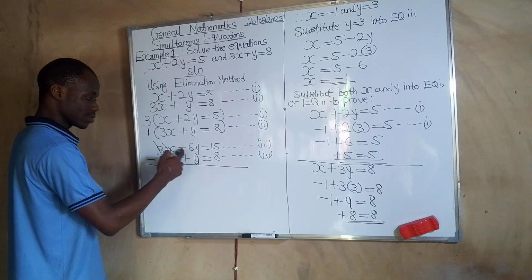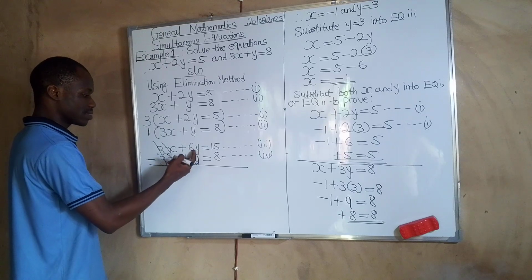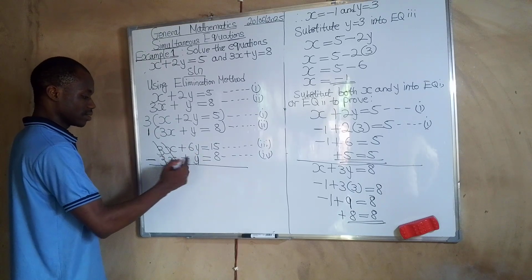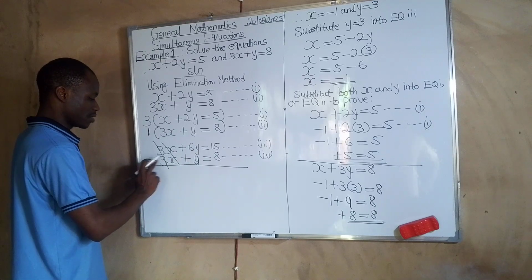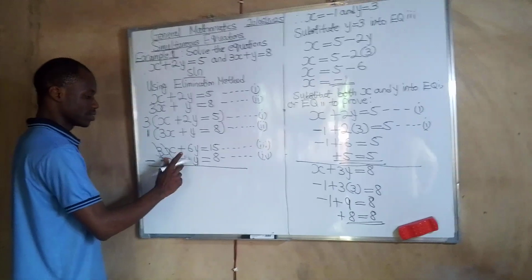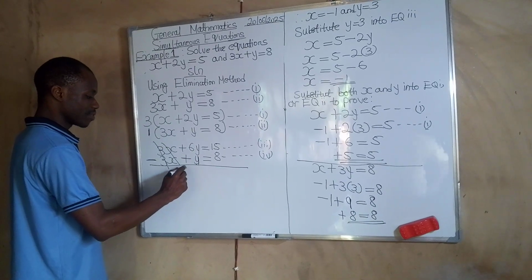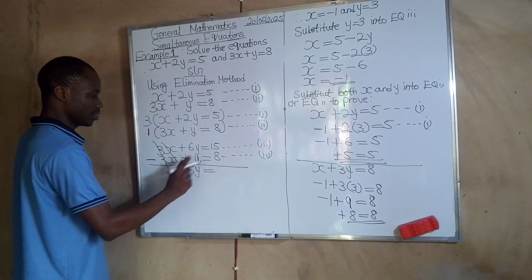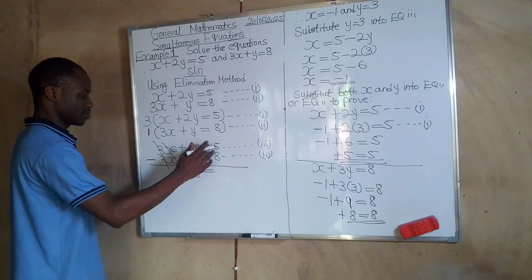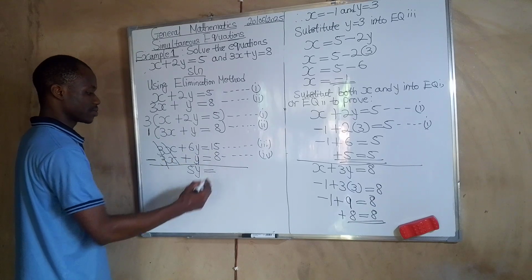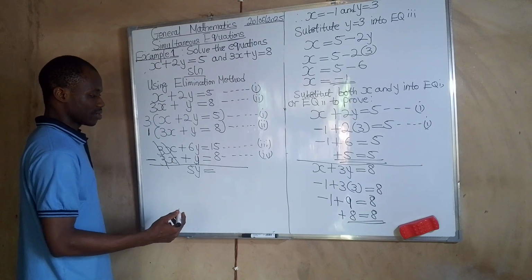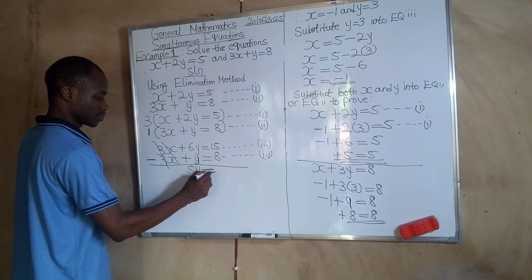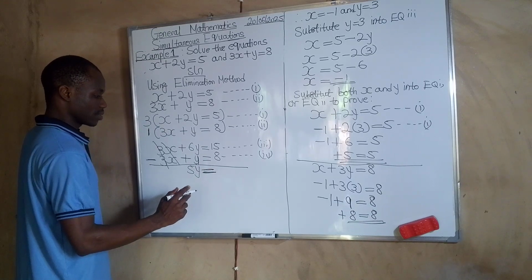Take note, not minus 6y. So you say 6y minus y. There's plus here, so you say minus times plus, minus. So 6y minus y will give us 5y. Good. Now, outside the equality sign, you say 15 minus 8. 15 minus 8 should give us 5. That should give us what?